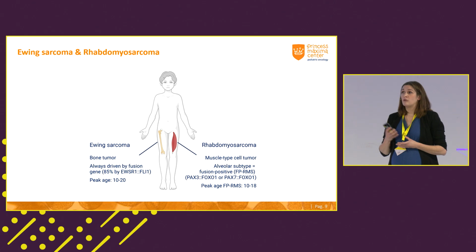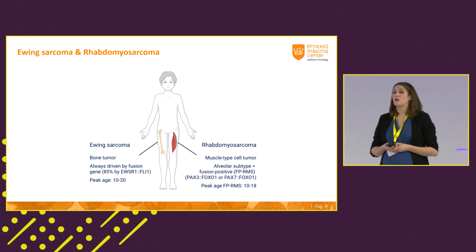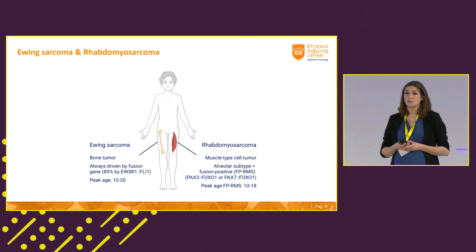And we have rhabdomyosarcoma, which is a muscle-type cell tumor. There are actually several subtypes of this, but we are focusing in this project on the alveolar subtype, which is also driven by a fusion gene. In this case, it can be either PAX3-FOXO1 or PAX7-FOXO1. And it's also mainly in teenagers.